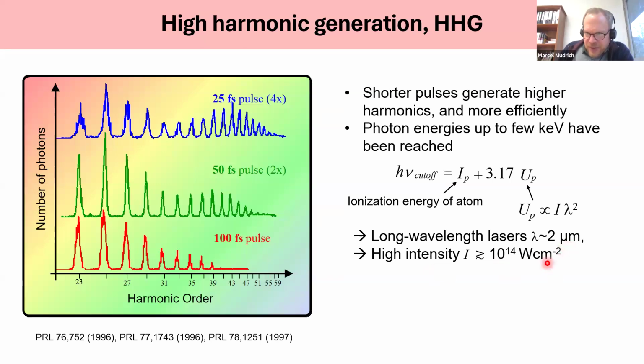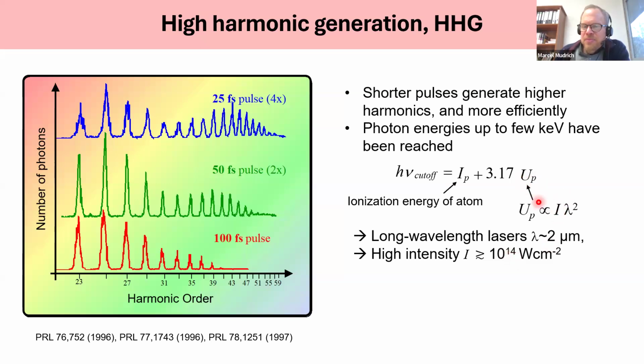High intensities are needed, typically in the range of 10 to the 14 or even higher, but actually not too high intensity. Why not? Maybe that's a question for you to tell me. Why is it not a good idea to crank up the intensity to, let's say, 10 to the 16 or even 10 to the 17 watts per square centimeter?